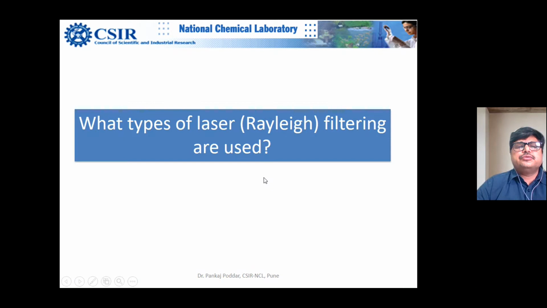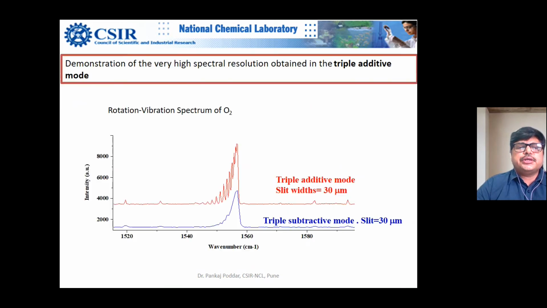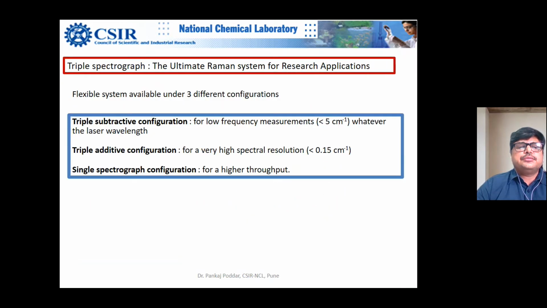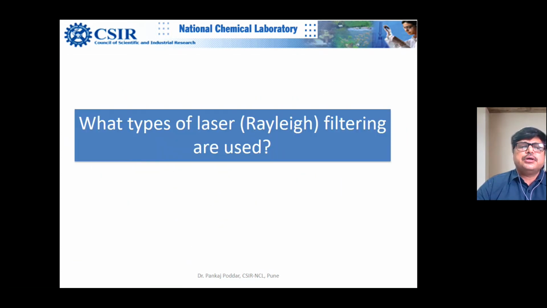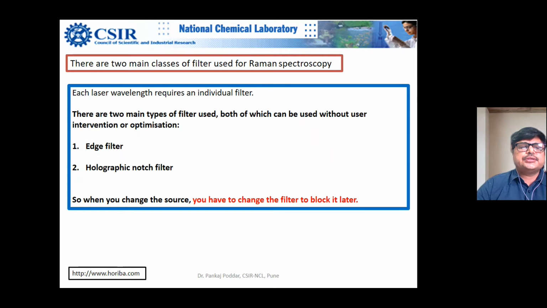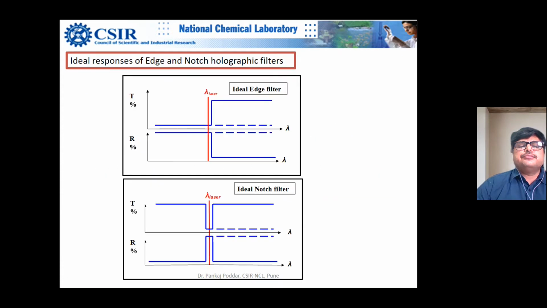So Rayleigh filters are of two types. If you don't have money, or if you don't have access to a triple monochromator system, then a single monochromator system with filters is fine. There are two filters: the edge filter and the holographic notch filter. The purpose is the same. For example, an ideal edge filter will be blocking the higher energies.